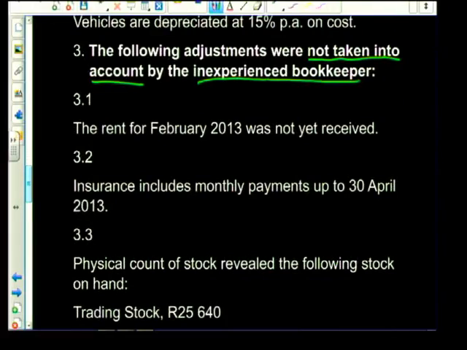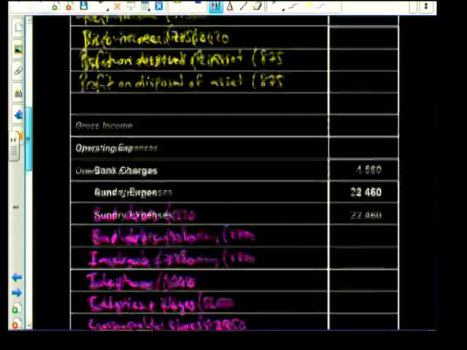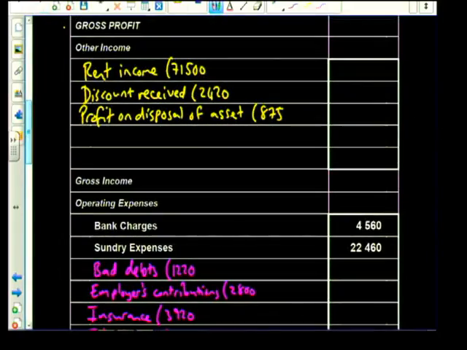So the first one, 3.1, tells us that the rent for February 2013 was not yet received. So somebody has been living in the property belonging to the business, but he or she has not paid us rent yet for February 2013. What that means is that this figure in my income statement for rent, which I've got as 71,500, is wrong because it does not include the rent for February 2013. So this 71,500 Rand is actually 11 months rent, because it's not including the rent that we should have received for February.